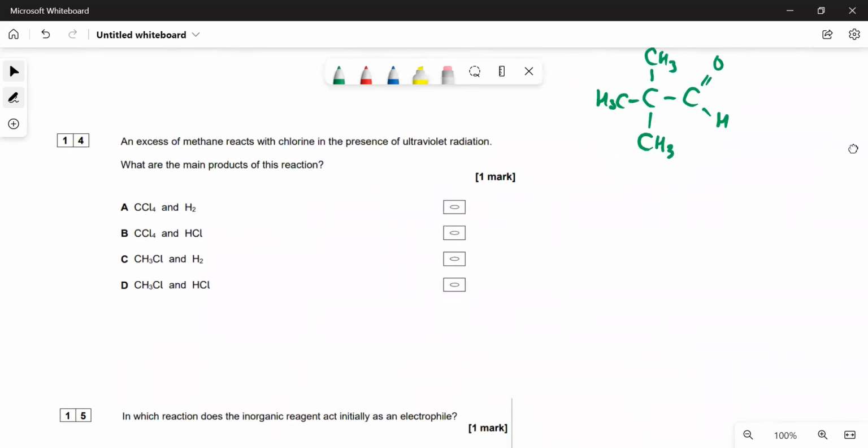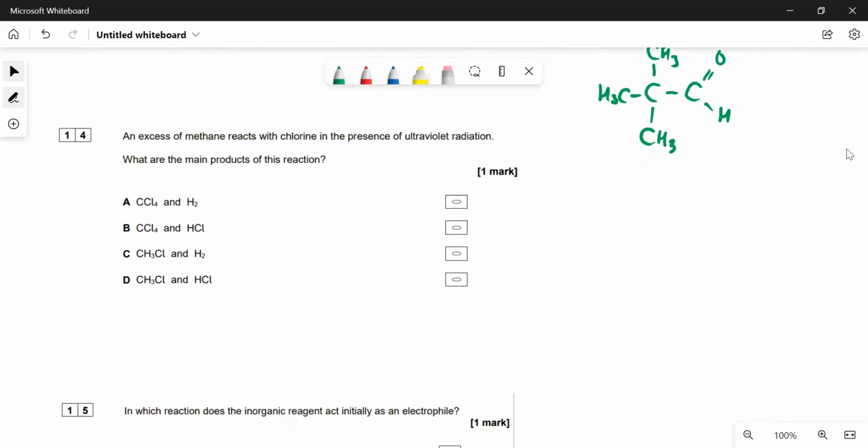Okay, 14, about free radical substitution. An excess of methane reacts with chlorine in the presence of UV. What are the main products? Well, if you remember, what happens is you generate a chlorine free radical, don't you? That reacts with a methane molecule, and one of the hydrogens goes with the chlorine free radical to form HCl.